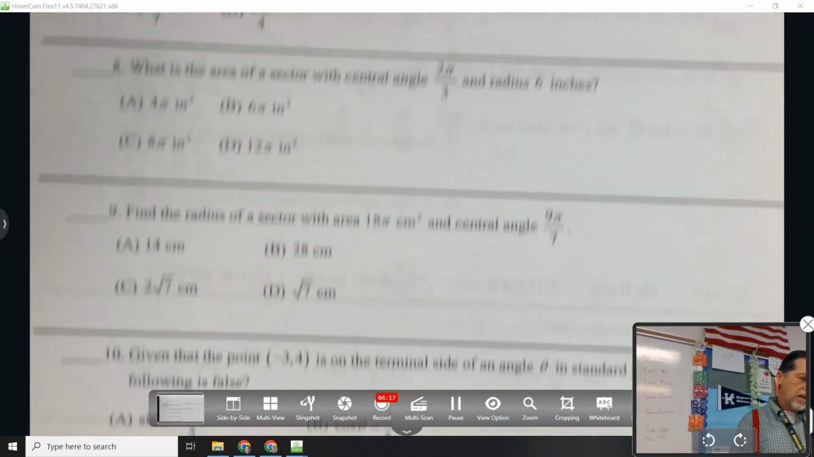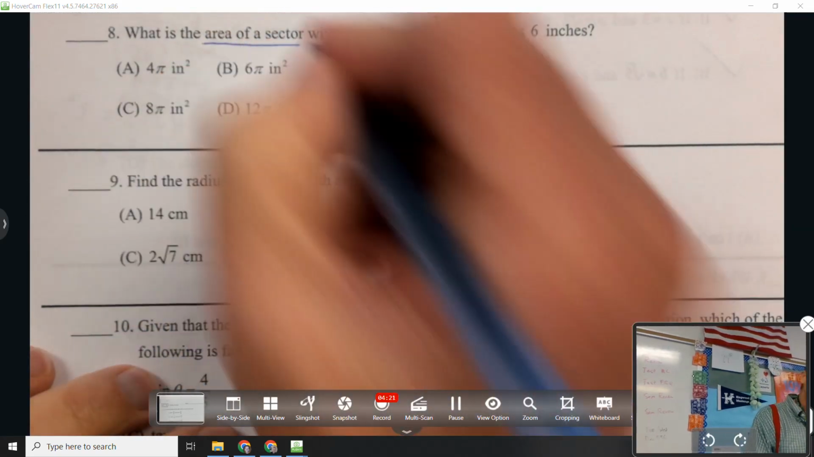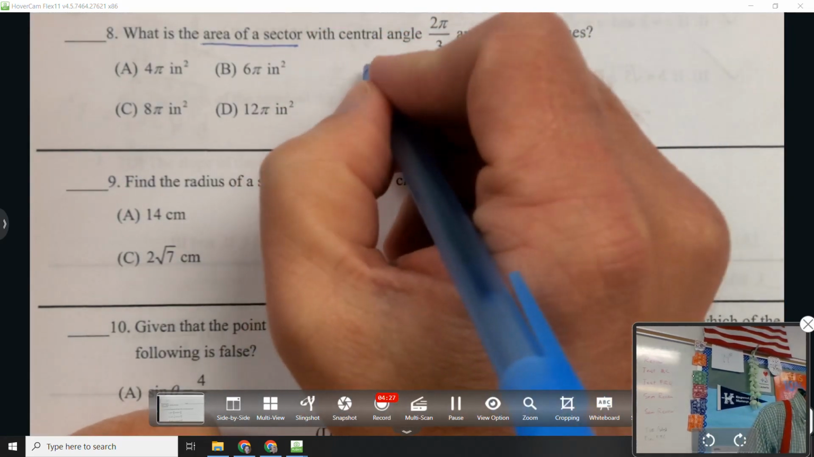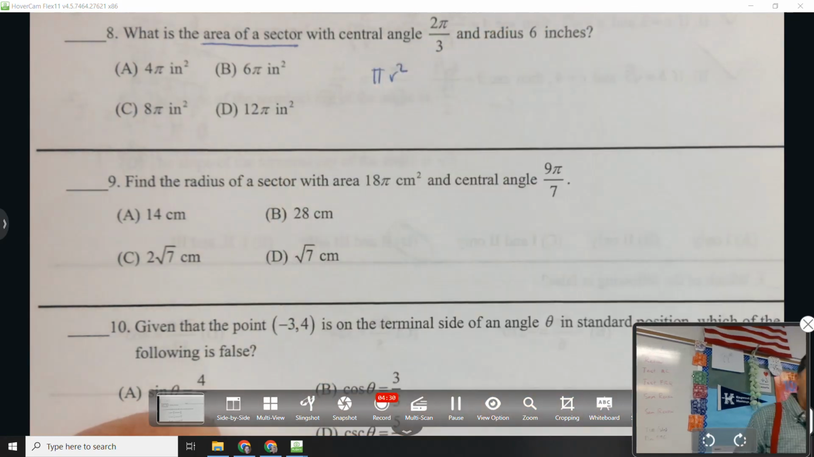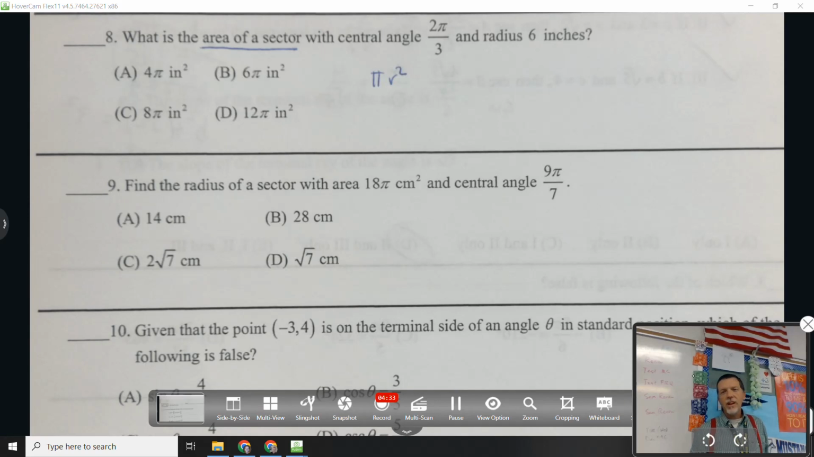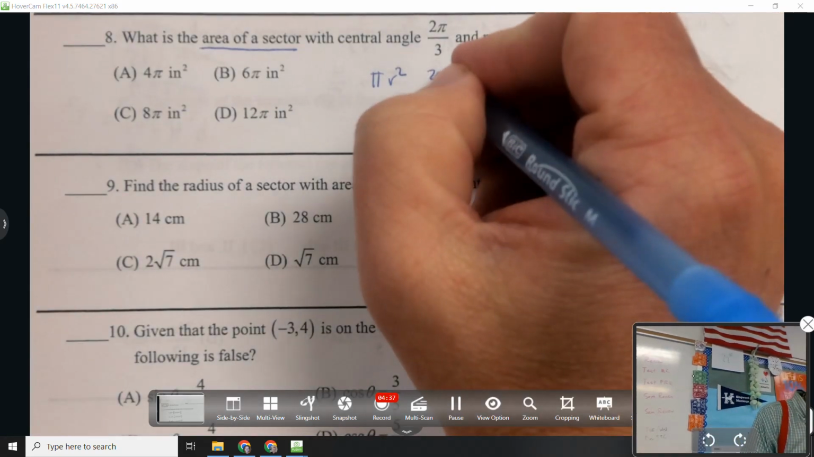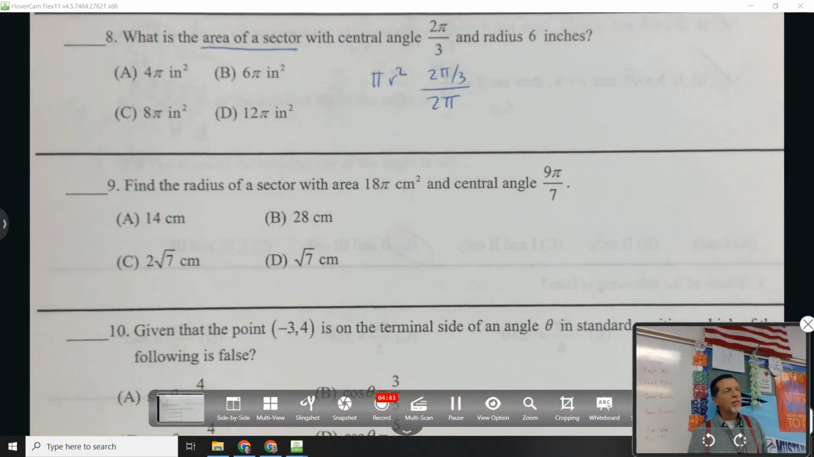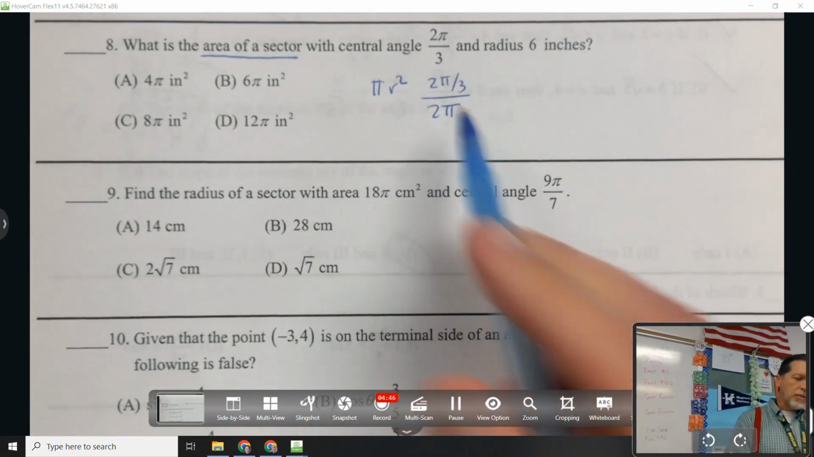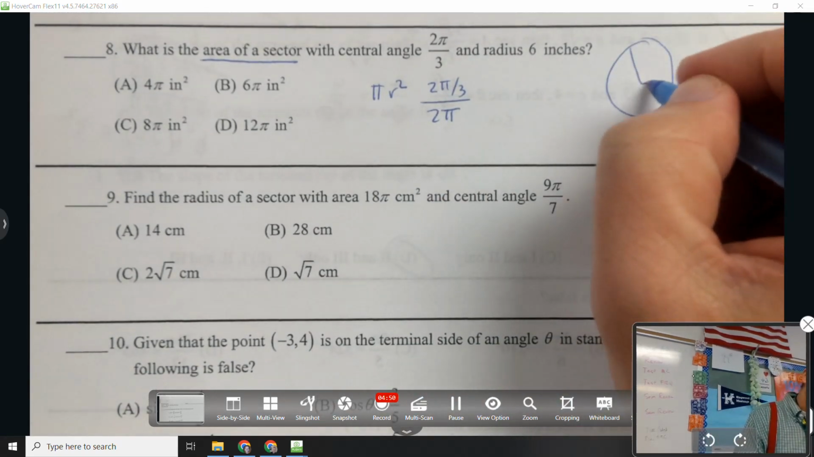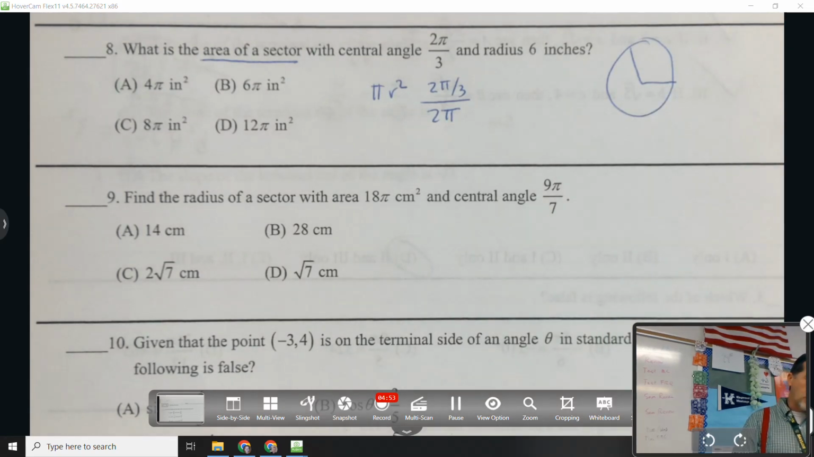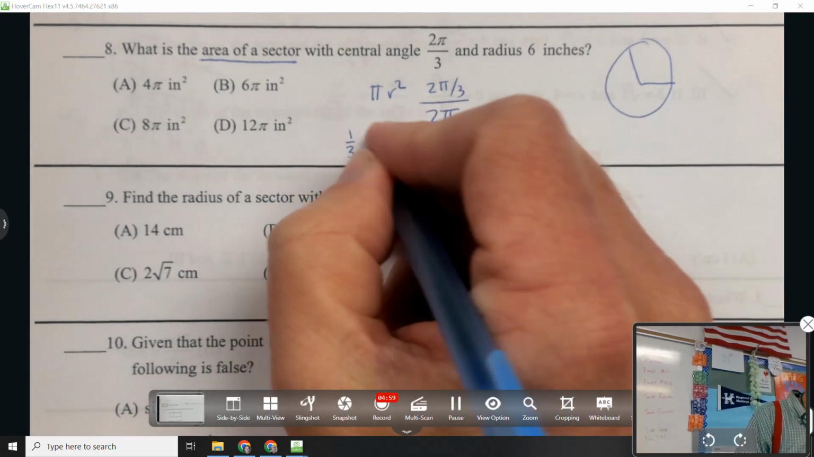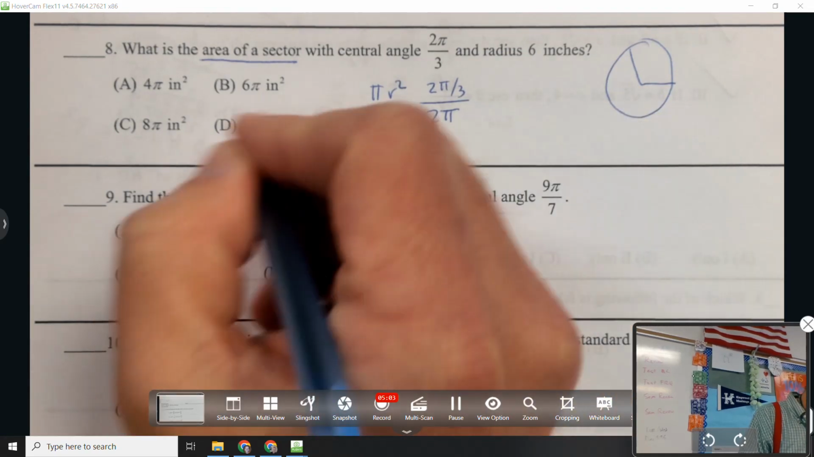Number 8. Not on the test. I'm going to go ahead and do it, though, just to refresh your memory on things. What is the area of a sector? Okay, I do area of a sector as pi r squared times the fraction of the area I'm using. So this would be 2 pi over 3 over 2 pi. That's how I think of it. I'm not memorizing a formula. It's just all of the area times the fraction of the circle. And actually, if I drew it out, the fraction of the circle is 1/3. But 2 pi over 3 over 2 pi is 1/3. So 1/3 times pi times 36, that would be 12 pi.